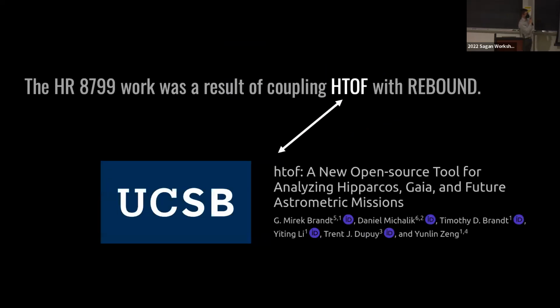So following on Tim's shameless plug of our own software, this work was a combination of htof, which is something we wrote in-house at UCSB, with another code called Rebound. Rebound is a great code. Go and use it. And this allows us to actually simulate the Gaia and Hipparcos measurements in a kind of kosher way to get at this mass measurement.